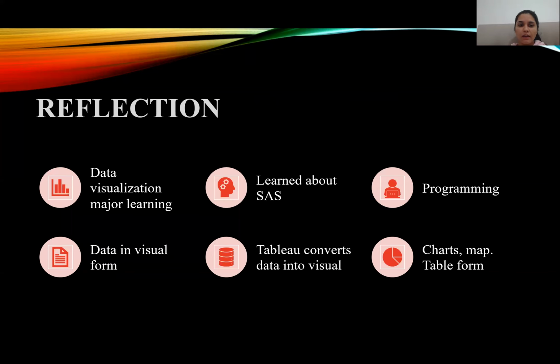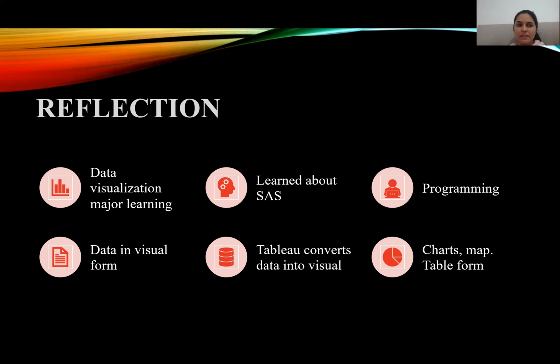If we talk about the reflection, I have learned quite a lot from this course, and the big and major learning for me was data visualization, which I learned from two tools: SAS Studio and Tableau software. I learned that we can simply import our data into those two tools and get it in chart form, map form, or table form, because with the help of data visualization we can easily grasp the idea from a large amount of information and remember that data for the long term.